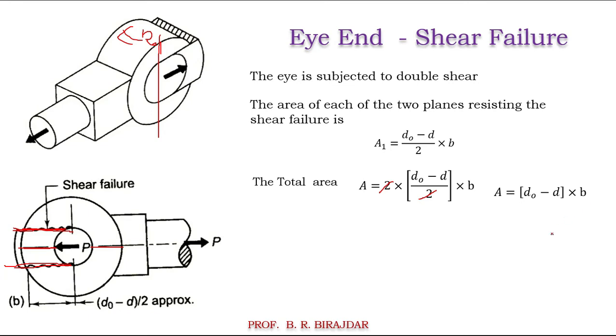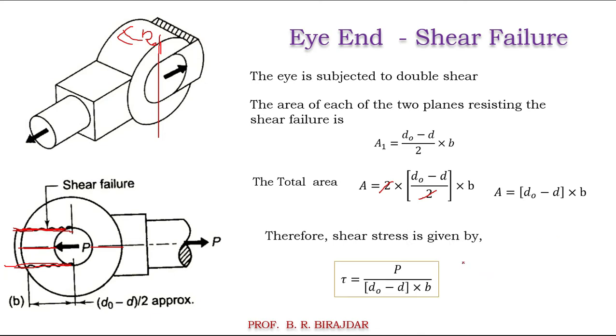Now we can find out the corresponding shear stress. Tau is equal to the load upon area. We know that tau is equal to load upon area, the area which is resisting the shear failure. We calculated that and will put it here. Therefore, we will get tau is equal to P divided by DO minus D into B. So this is the shear failure.